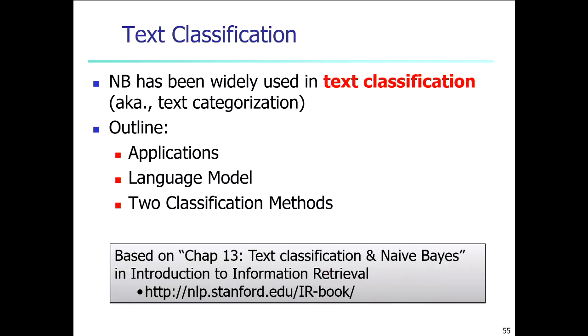Okay, let's continue. So now let's study a real example of an application where naive Bayes has been widely used, which is text classification. We will first introduce some applications, and we will introduce two slightly different classification methods or models based on two different language models.